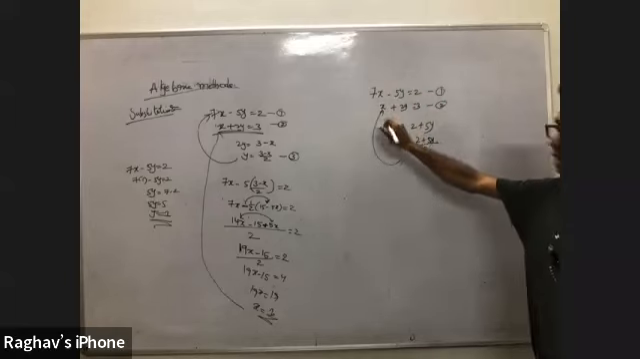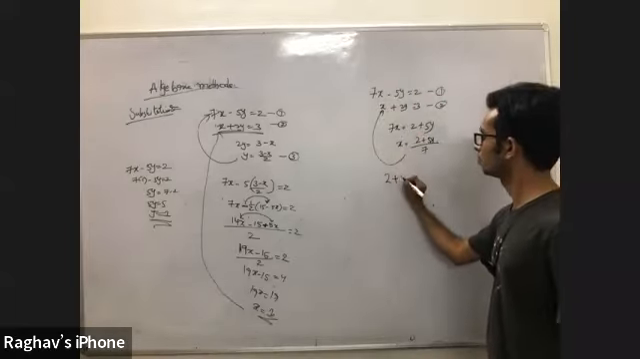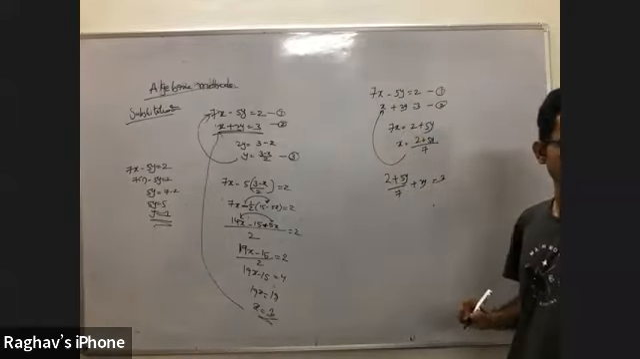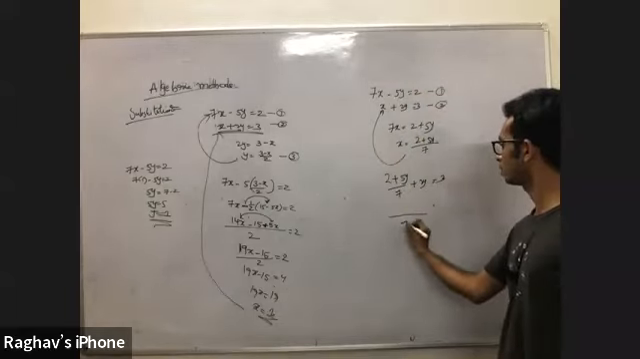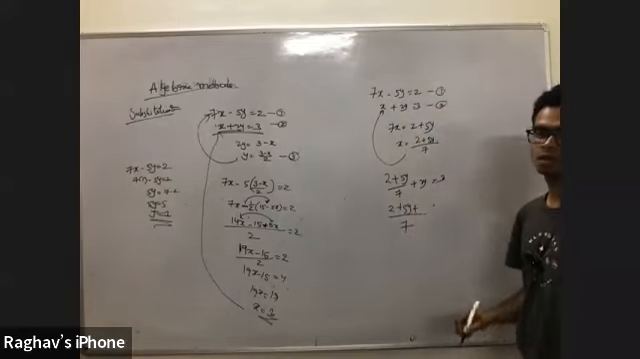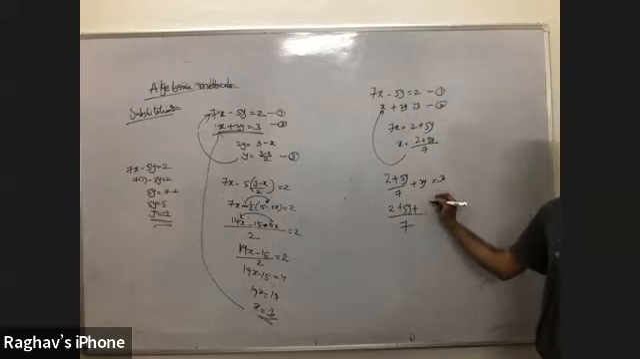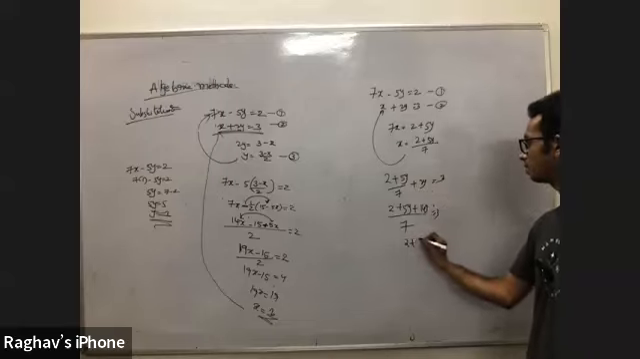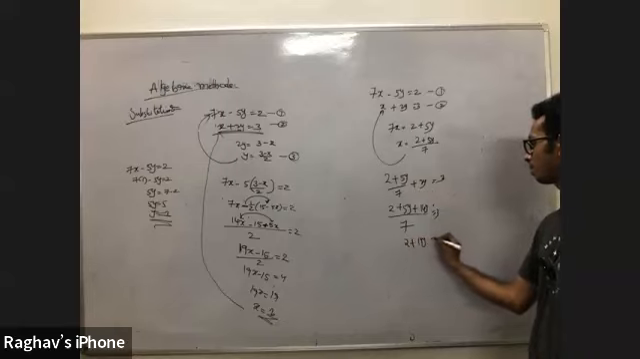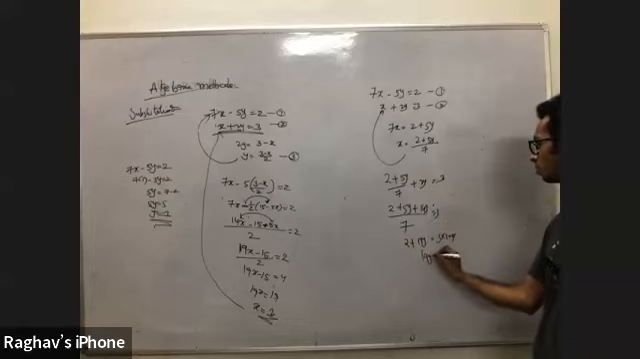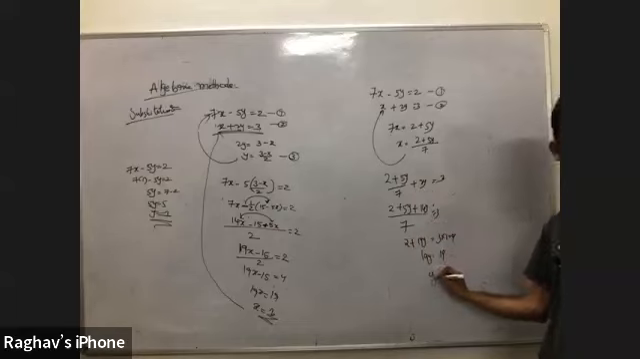So now I am substituting here, right? 2 plus 5y by 7 plus 2y equal to 3. Now multiply by 7: 2 plus 5y plus 7 into 2y, 14y. Then 2 plus 19y equal to 3 into 7, 21. 19y equal to 21 minus 2 equal to 19. Y equal to 1.